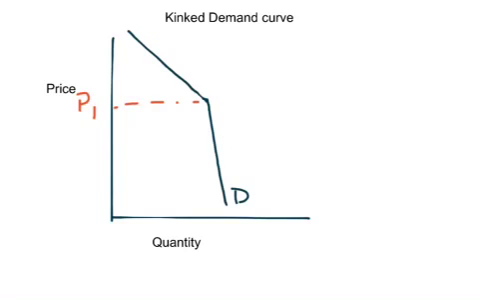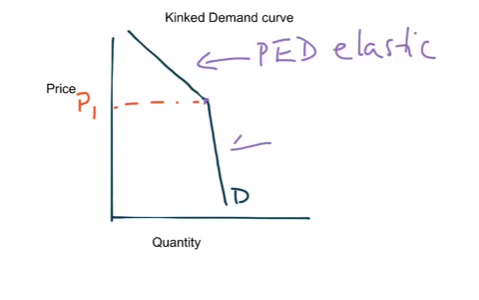So if we just are labeling the elasticities of demand for the curve, what we can say is that above P1, which we're going to call this point the kinked point, because a kink is where it starts to bend, above the price of P1, this portion of the curve is elastic. So the price elasticity of demand is elastic. Below, the price elasticity of demand is inelastic.